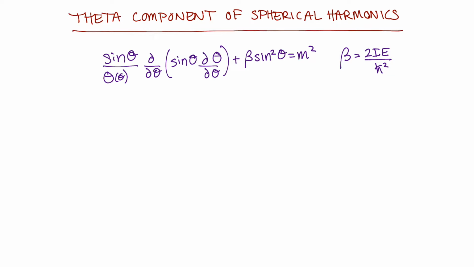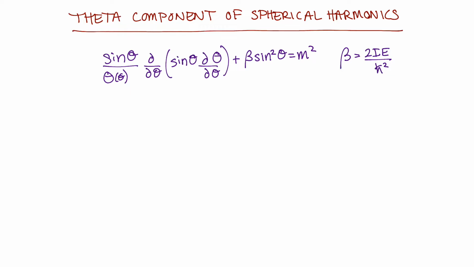All right, so now we are going to take a look at solving the other part of our differential equation from our separation of variables method. Here is the theta part of our partial differential equation from before. Remember, we said that part of our equation was going to be equal to the constant m squared, and beta we said was equal to our constants 2IE over h bar squared.